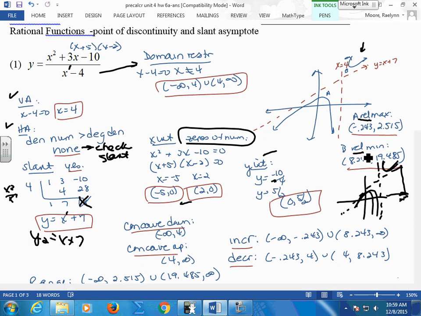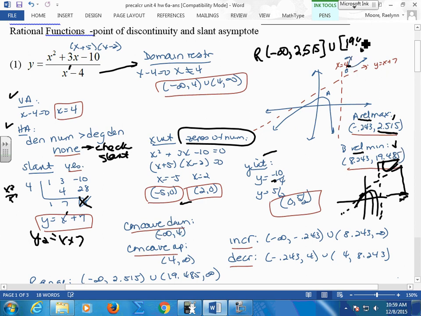Once you get these, now you can do your range. Your range says -infinity, come all the way up to this y value, which is this guy. Jump over it, start again here at this y value to infinity. You can't do your range until after.